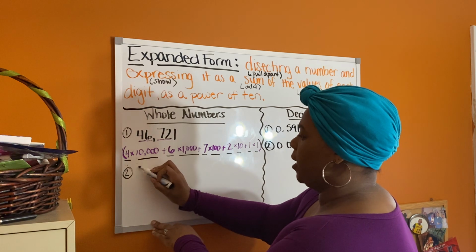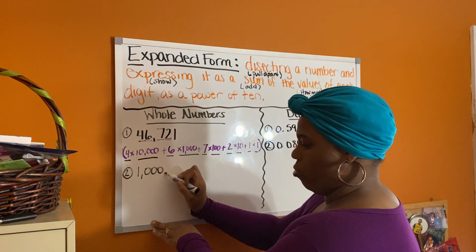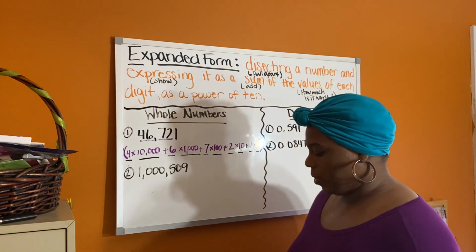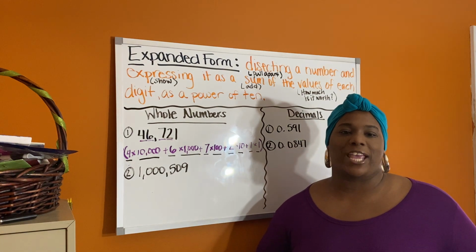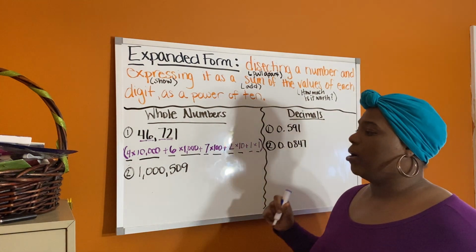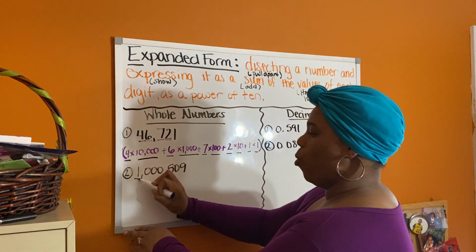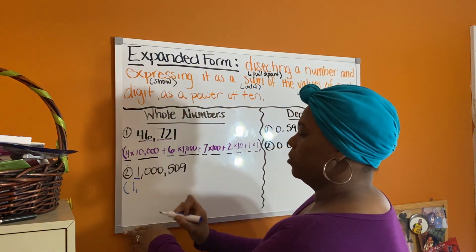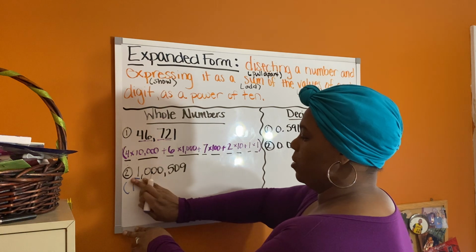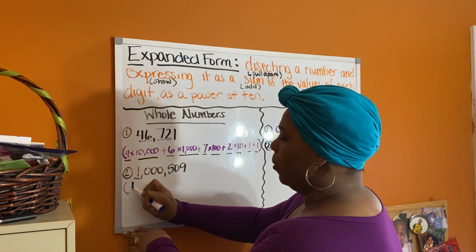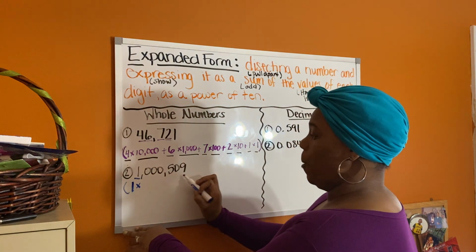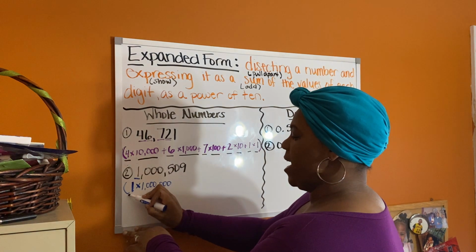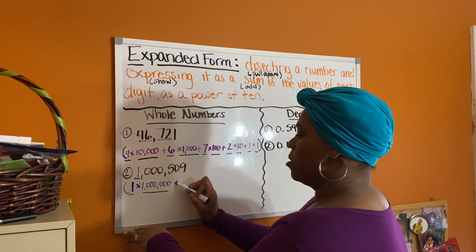All right, so this is 1,509,000. All right, so let's work this one out and let's look at it in expanded form. So my first digit is a 1, and my 1 is in the millions place. So 1 times 1 million. All right, here's my number. Here's its place value.